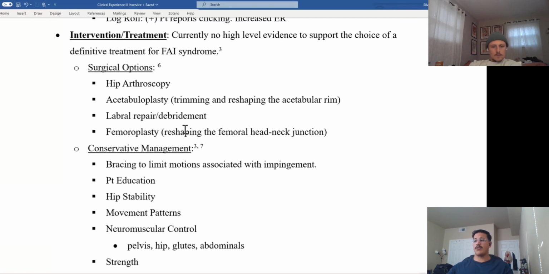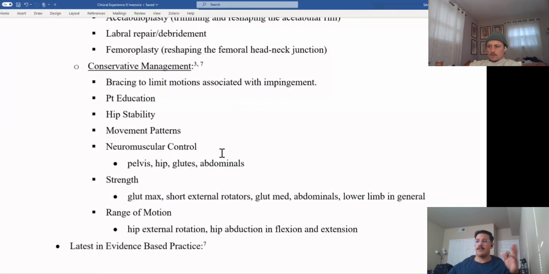And then going into more conservative management, bracing may help for impingement. And the type of bracing you would do is just a limitation bracing, stopping them from being able to move into whatever painful motion they're experiencing.